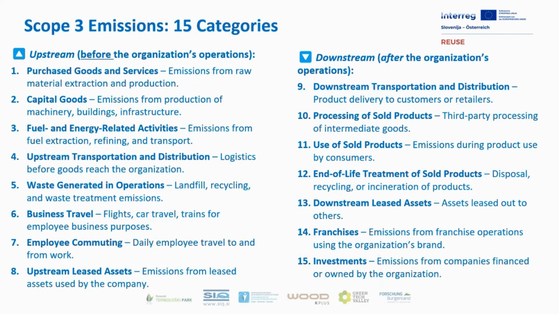Category 13, downstream leased assets. These are emissions from assets the organization owns, but leases out to other entities, for example, machinery rented out to a third party. And hang on, just two more categories.